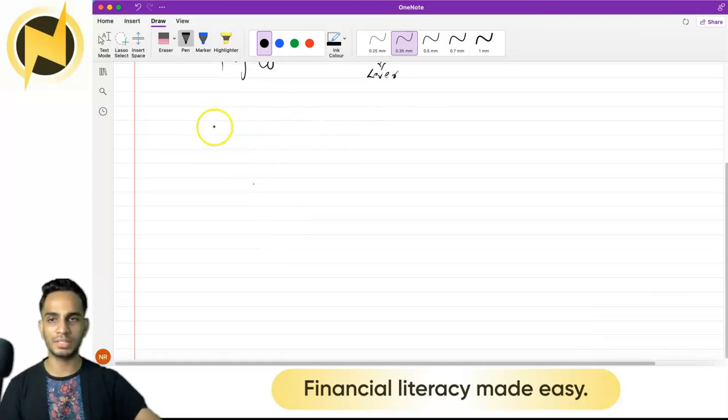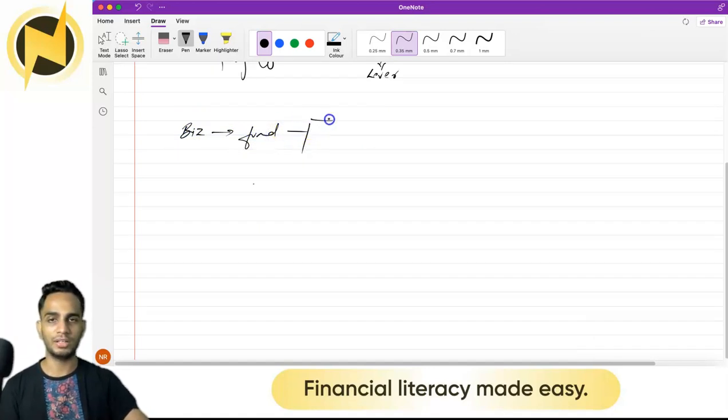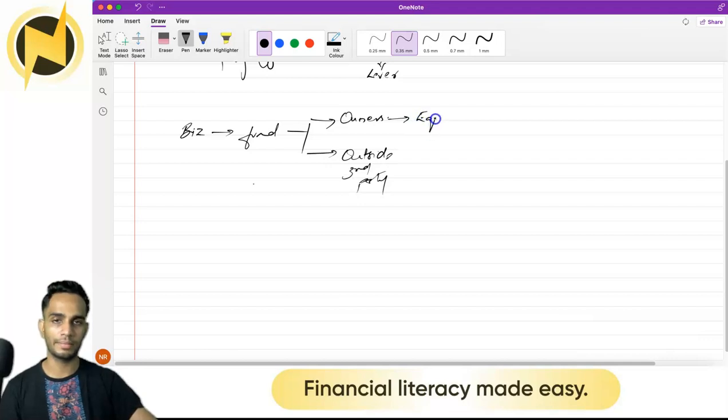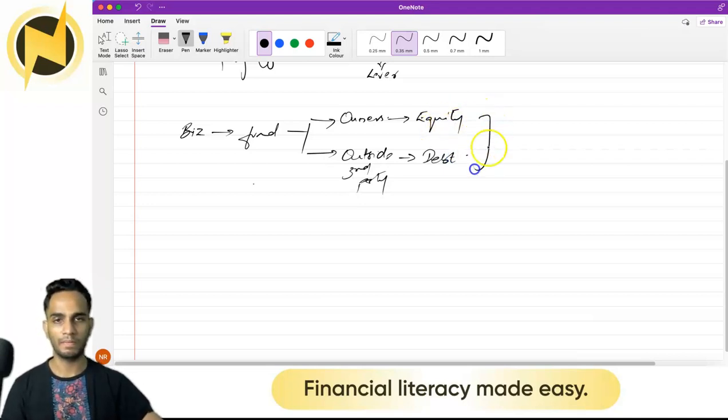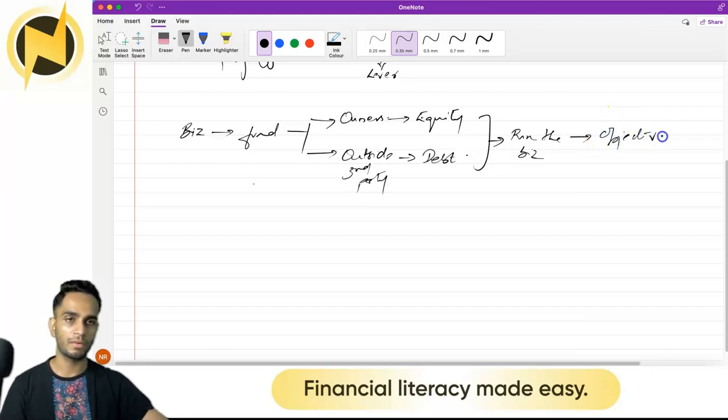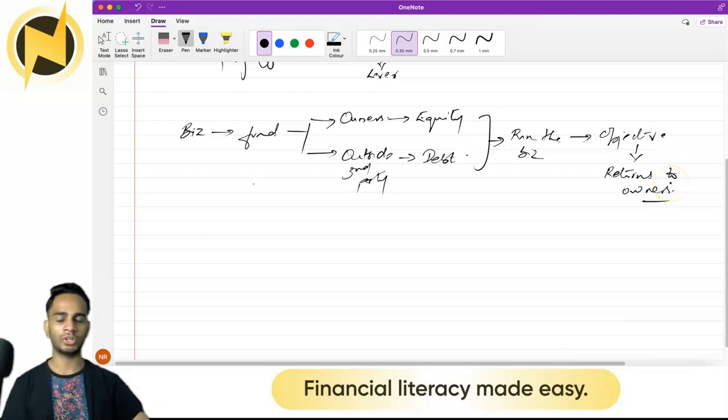As far as a business is concerned, to run a business you need funds. Funds can come from the owners, or they can come from outside, that is, a third party. The owner's fund is what you call equity. An outside fund is what you call debt. With these funds, you run the business and achieve your objective of returns to the owners. That's your ultimate objective.